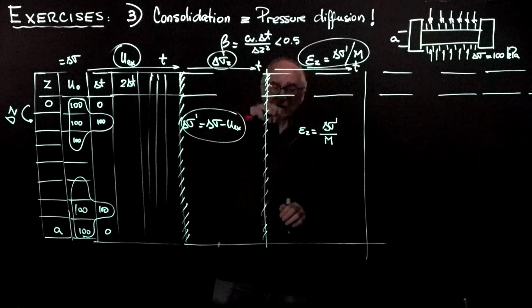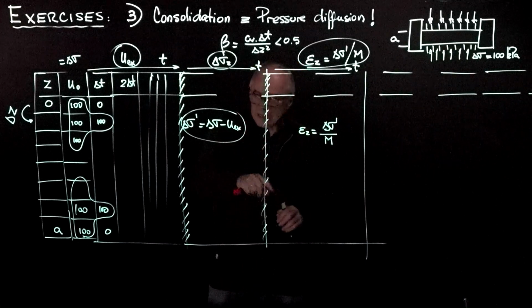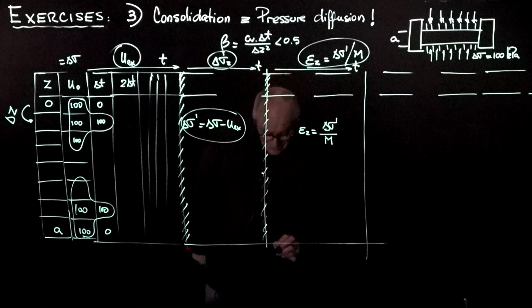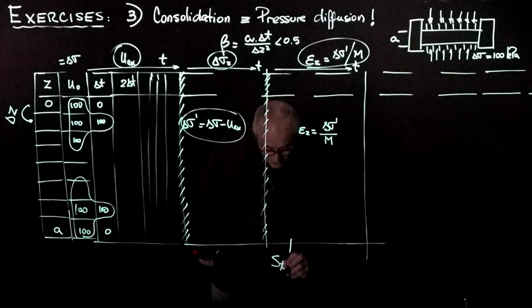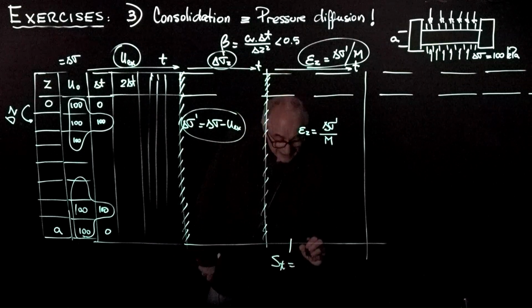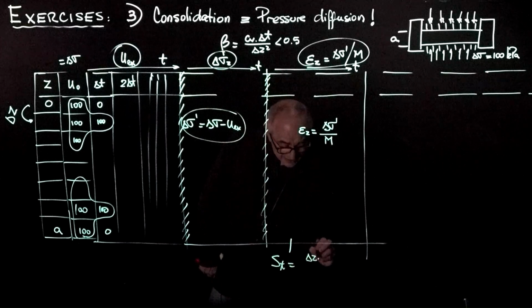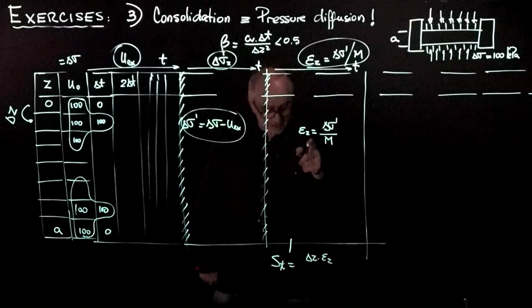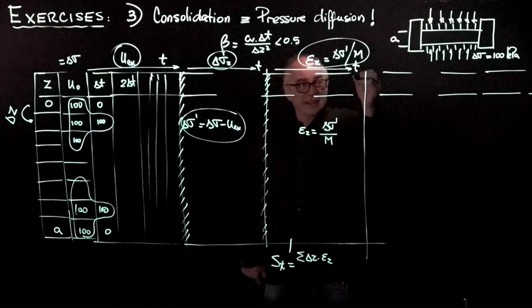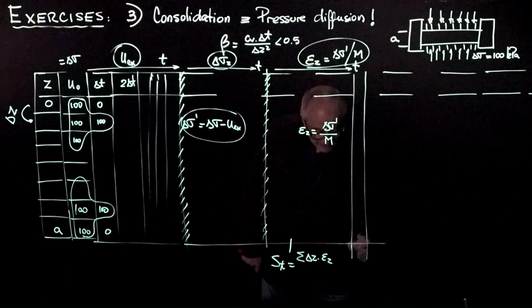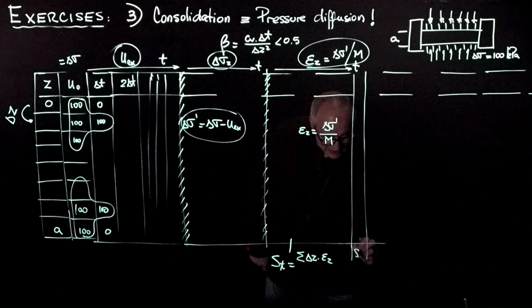If I add up all the strains in all the elements and I multiply times delta z, I'm going to get, for each element here, the settlement. And the settlement at each time t is going to be equal to the delta z times epsilon z, the one we just computed, and the summation of all these values. The final column here will give me the settlement at time t equal infinite.